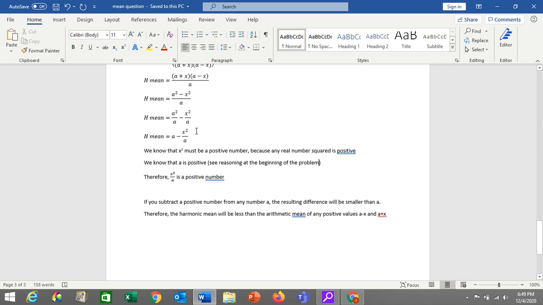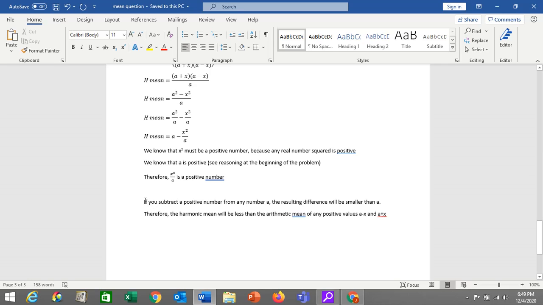So now we've got the answer, because our arithmetic mean is just equal to a, and our harmonic mean is equal to a minus a positive number. If you take a positive number away from any number, you're going to get a smaller number, right? If you subtract a positive number from anything, your result will be less than what you started with, no matter what your number is. If I have 5 and I subtract 3 or 2 or whatever, I'm going to get a number lower than 5. So we've solved the problem at this point.